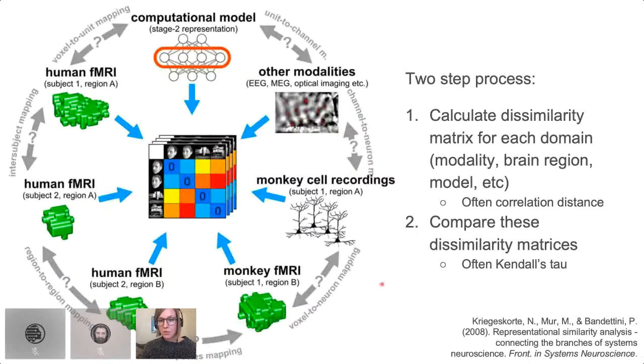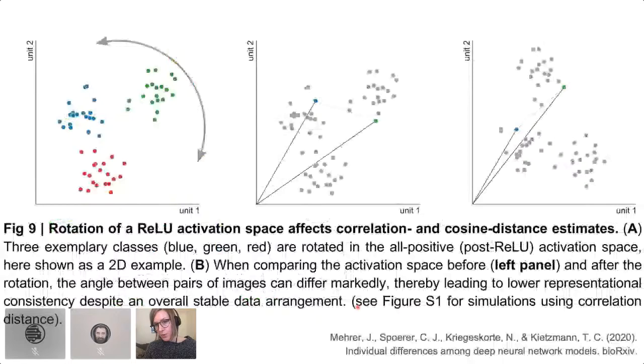RSA will often use some form of a correlation-based similarity at both of these steps, whereas centered kernel alignment, on the other hand, uses the dot product similarity at both steps. So that's one difference between RSA and CKA. One consequence of using correlation or cosine-based distance estimates in RSA is that the similarity is not invariant to rotations, as is the case for CKA. So in this example, again, we have a space defined by some artificial units or neurons.